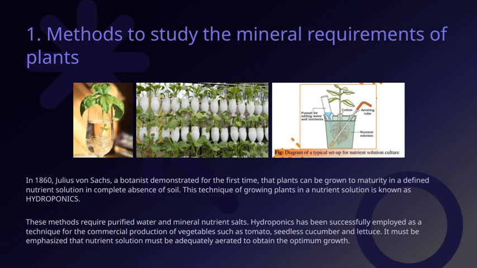Understanding the methods to study the mineral requirements of plants is fundamental because it helps us optimize growth conditions and improve crop yields. By controlling and analyzing the mineral content, we can better understand how plants absorb nutrients and how to meet their specific needs for healthy development. This connects directly to the overall theme of efficient and sustainable plant cultivation.